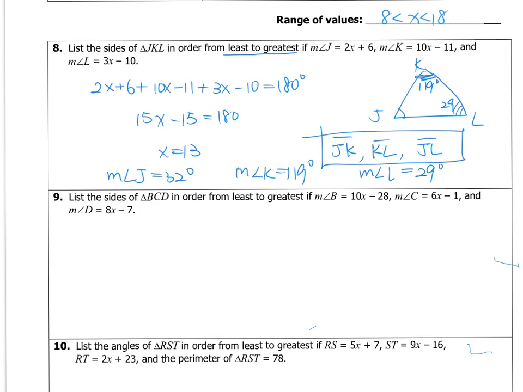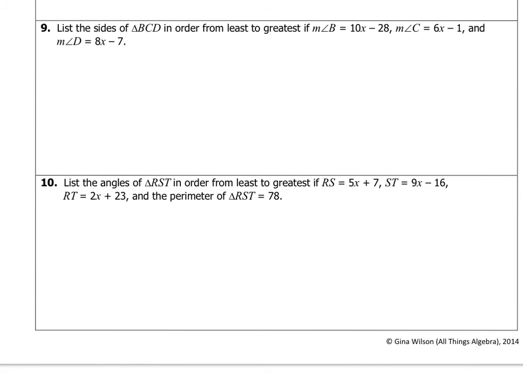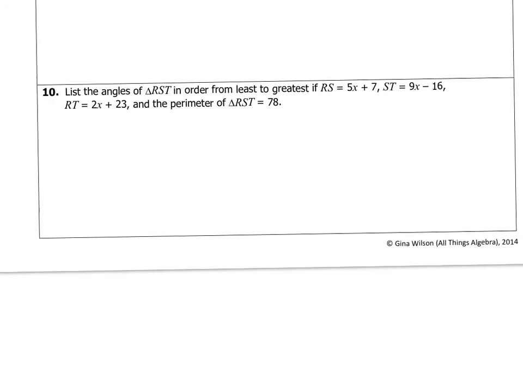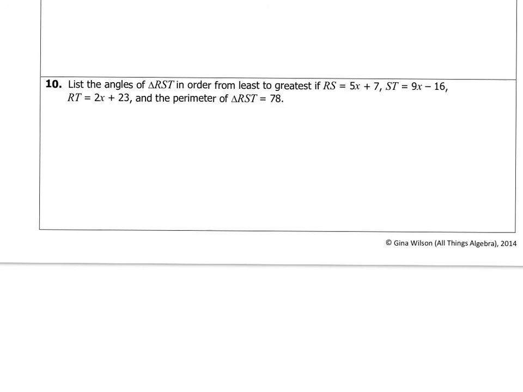Okay, so number 9 is exactly the same. Pause the video and finish that on your own. And number 10, I believe, is our last problem. Number 10 is the opposite. It says, list the angles of the triangle RST. So if I have a triangle RST, now I have the side measures here. And then here's something we haven't seen: the perimeter is 78. So it's really literally the same deal.